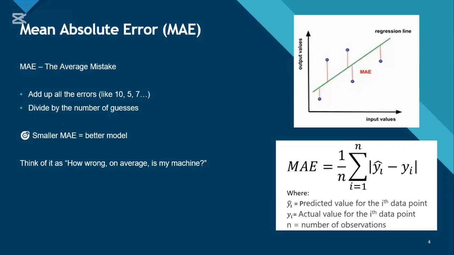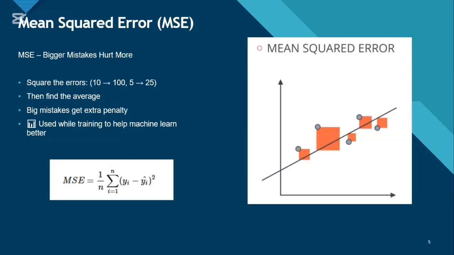What this does is we take all the points and take an average of all the errors. We add up all the errors and divide by the number of guesses. You can see the formula over here. We have the predicted values, the actual values, and then we take the average by dividing by the number of guesses. The smaller the mean absolute error, the better the model is going to be. Think of it as how wrong the machine is on average. So this is one criterion to check if the model is a good model.